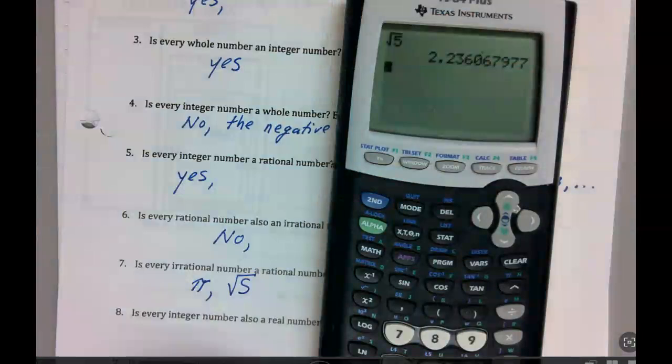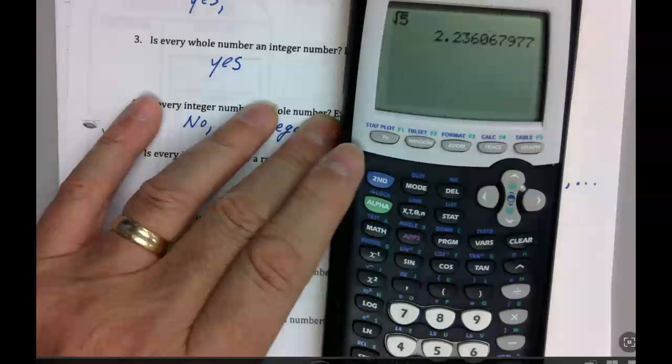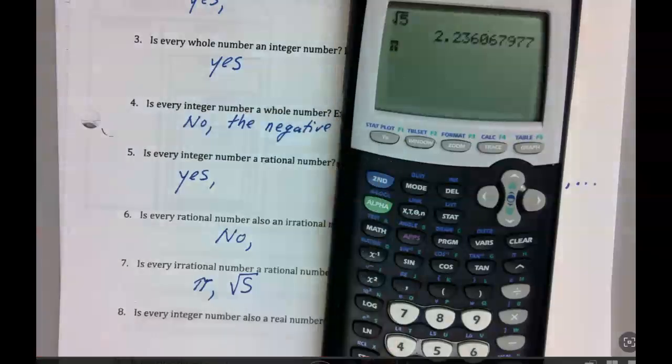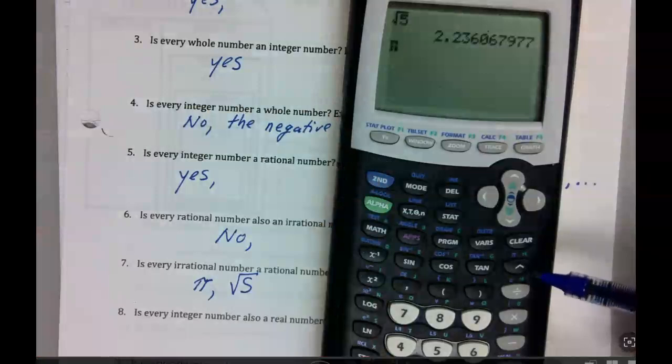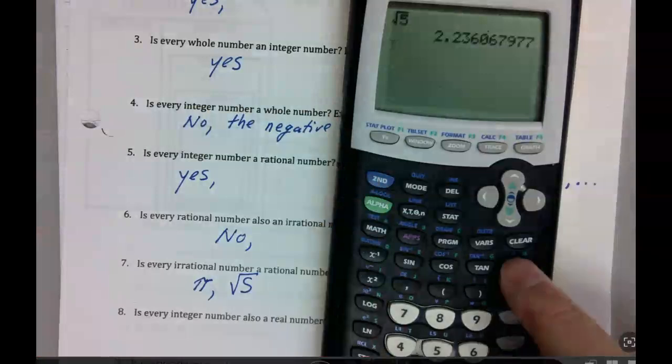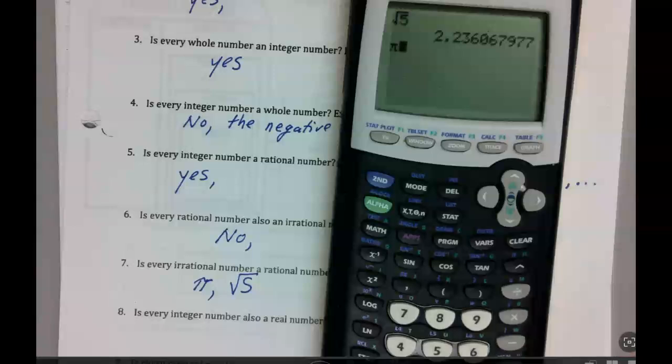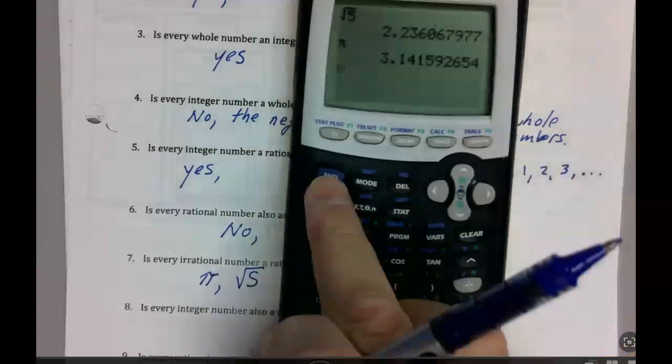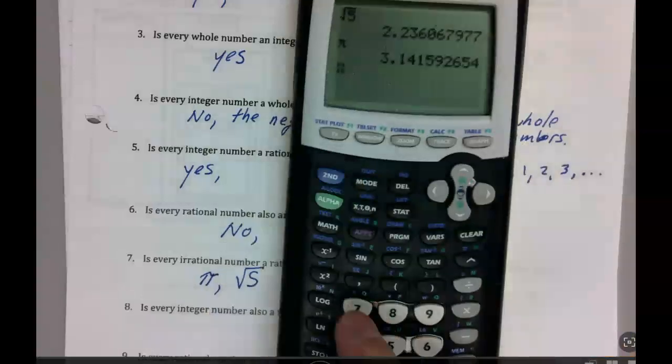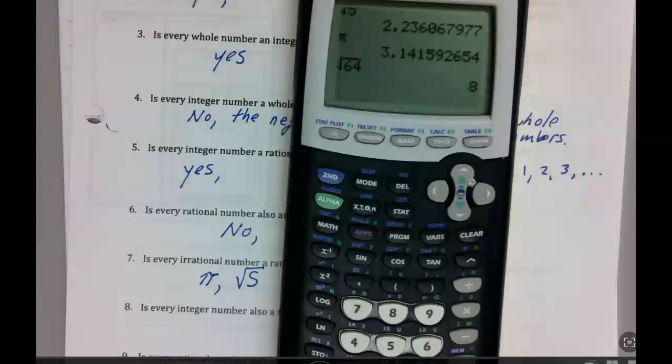All right. And then does everybody remember how to find pi? Hit the second key, and you see right where this little power symbol is, correct? Hit that, and pi should come up, and then hit enter, and it should be 3.14, and keeps going. It doesn't stop, and it doesn't repeat either, okay? Now, what about this number? Hit the square root of 64. What do you get? So square root of 64 is not an irrational number, is it?